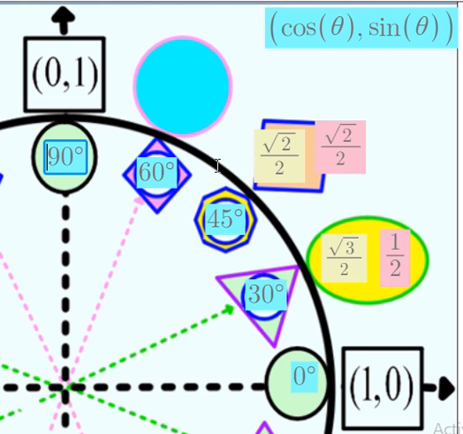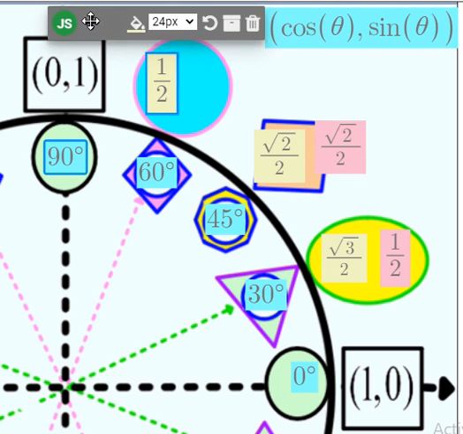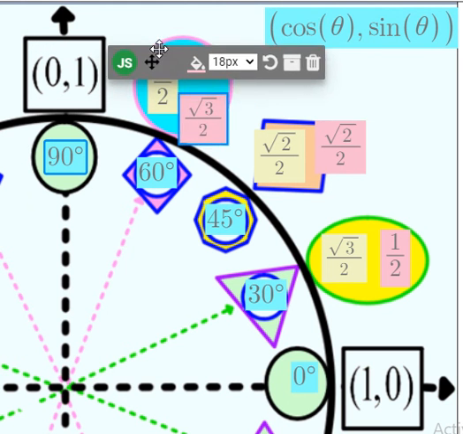And the cool thing about 30 and 60 is that they're just opposites of each other. It's turning the triangle the other way. So now cosine becomes 1/2 and sine becomes radical 3 over 2.